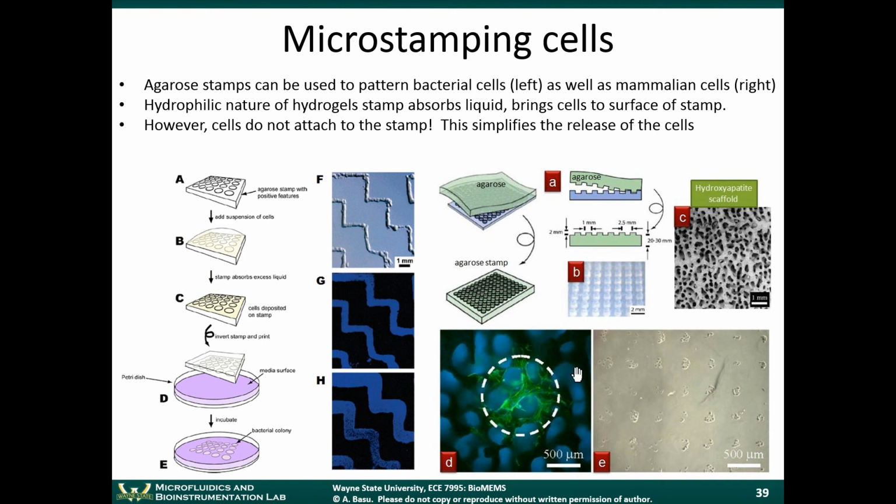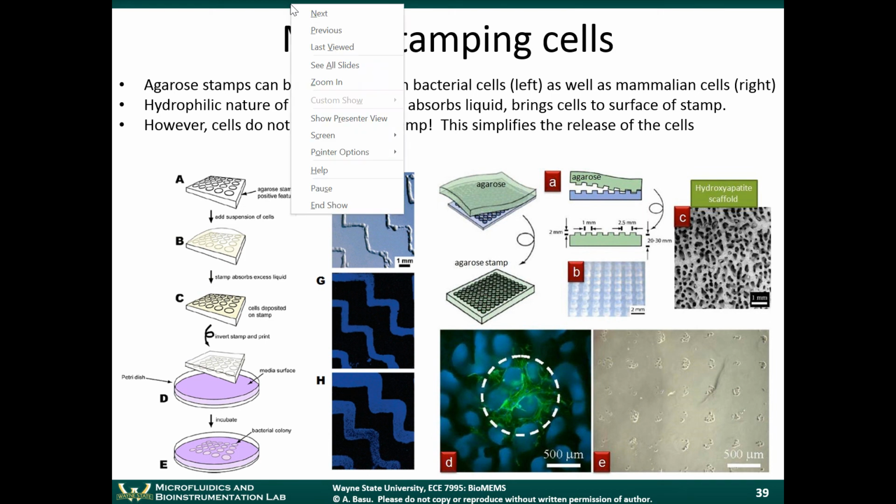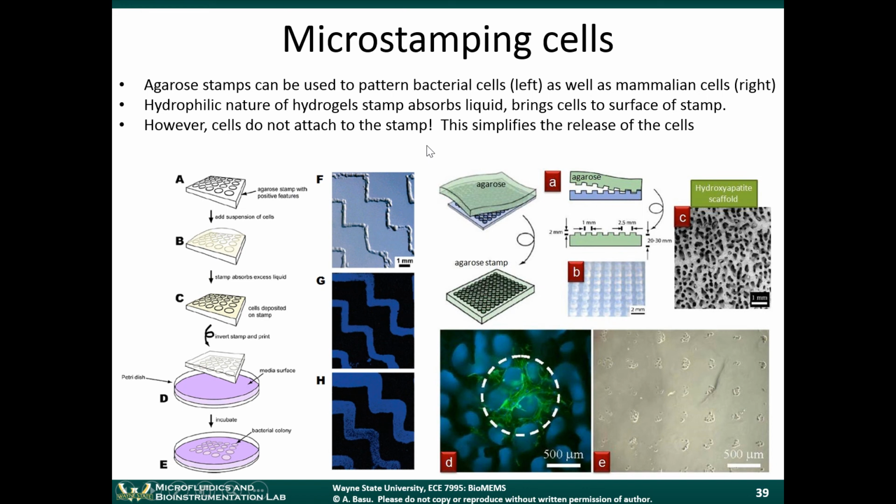The last point here is that the cells actually don't attach to the stamp. Okay, they're on the surface, but they don't attach because agarose is a cell repellent surface. So it's very easy to transfer the cells to the media or whichever surface you have, if that surface is more adherent to the cells than the agarose is. So this is yet another way to do microstamping of cells.